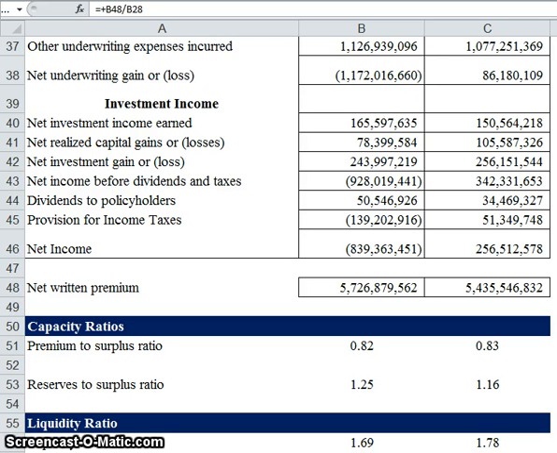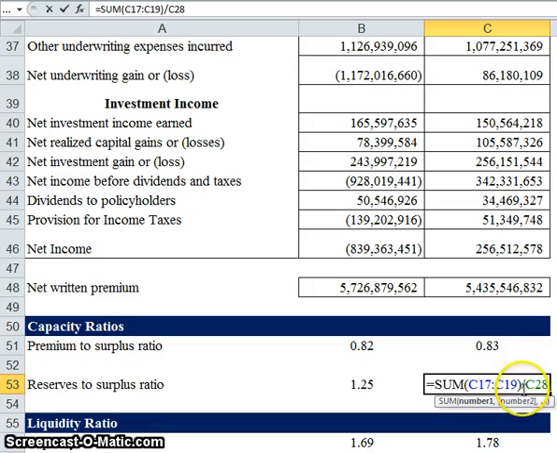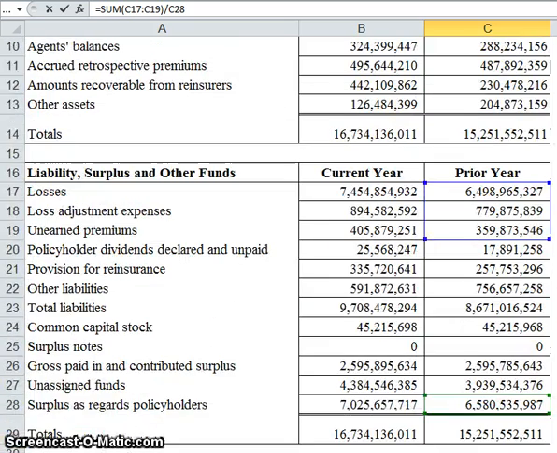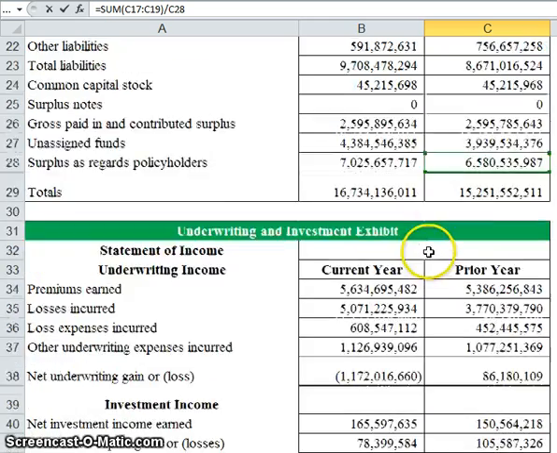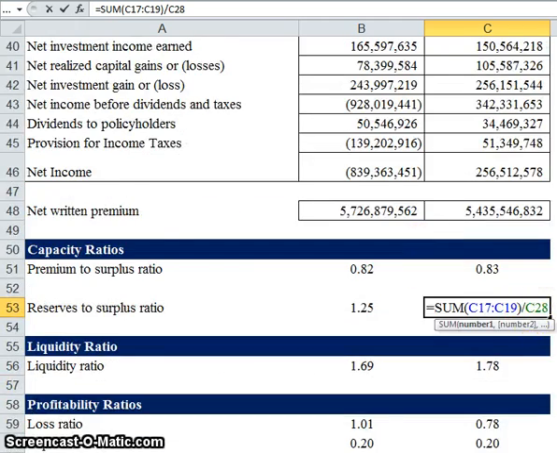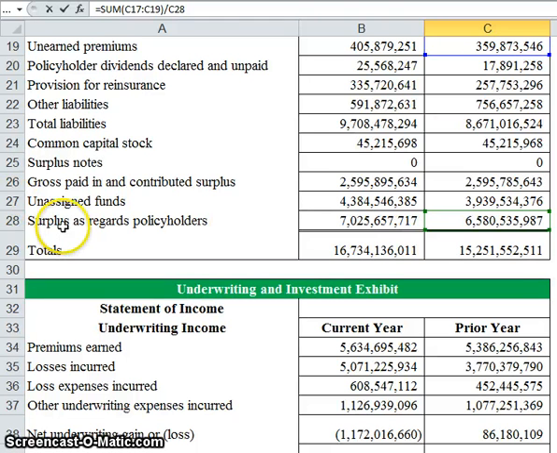Let's look at the second capacity ratio, reserves to surplus. Double-clicking on B53 or C53, we can see the components are the 3 reserve accounts, the ones in blue here, losses, loss adjustment expenses, and unearned premiums, divided by, go back to our formula, divided by the surplus.